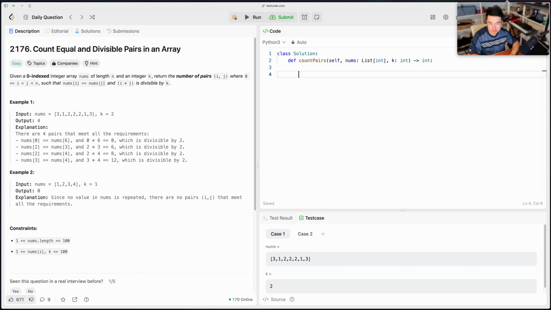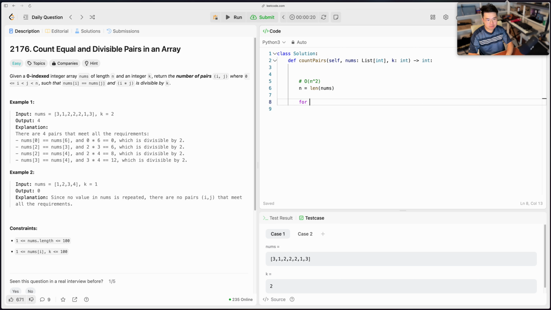and i times j is divisible by k. Maybe I'll do brute force first, and then we could think about optimizing. Whenever they want two indices, it's really easy to just loop twice. This would be O(n squared), right, with n being the length of the nums array.